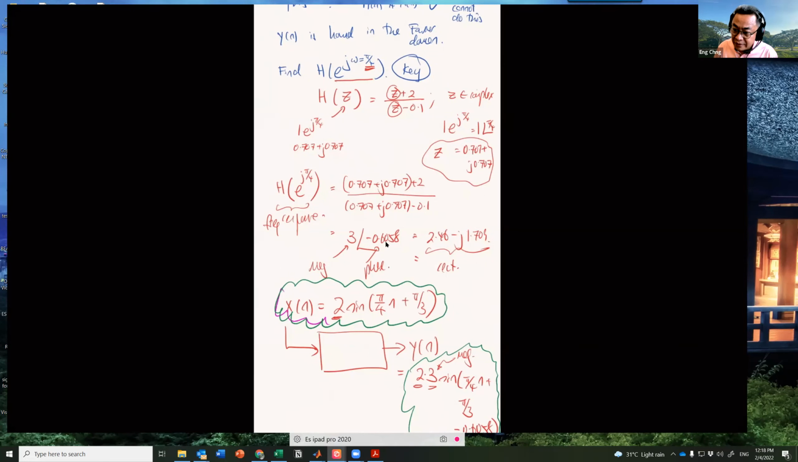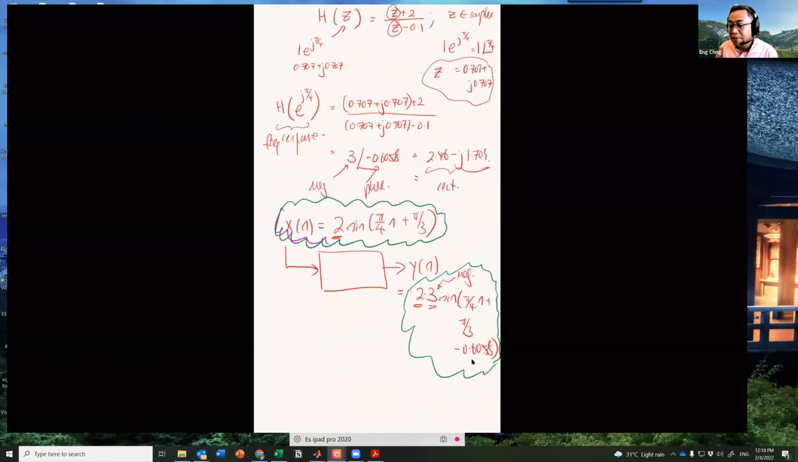Magnitude and phase. The magnitude shows that at this frequency, the gain will be times 3. The original signal is 2 sine something. It will become 2 times 3, which is 6 sine something. The magnitude will be gained by 3. The phase, however, will be delayed by 0.6058. The original signal phase plus the new phase over here.